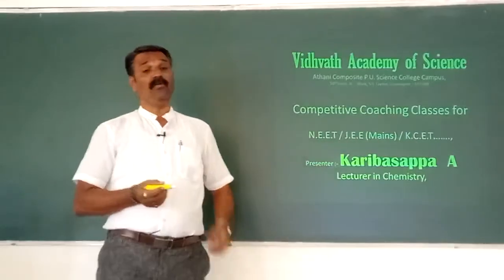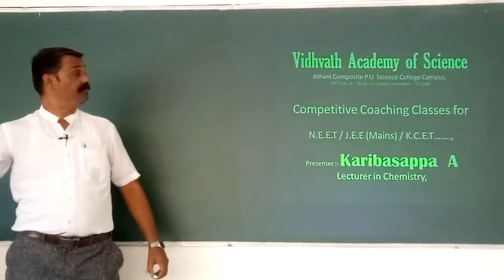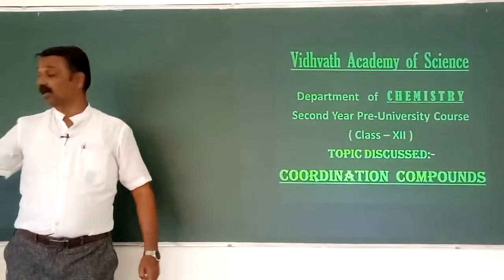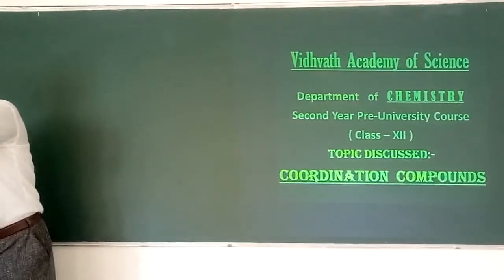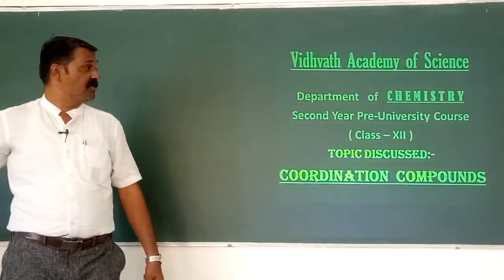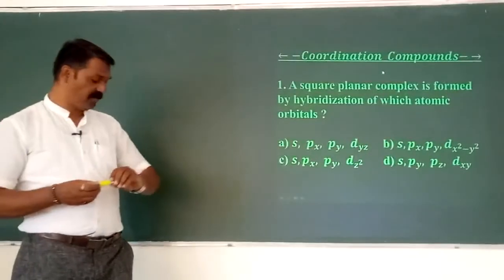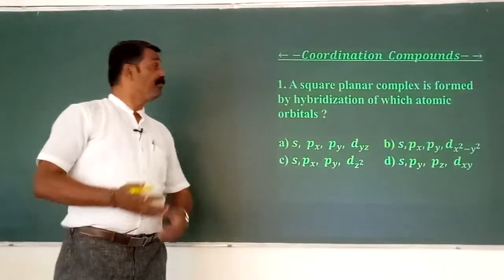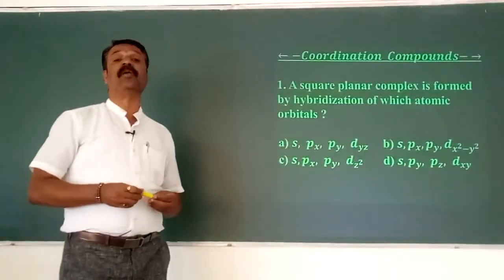Okay. So now we'll move on to the discussion of the competitive class, in the form of competitive multiple choice questions related to the coordination compounds. Okay, so let us start directly with the first one. A square planar complex is formed by the hybridization of which atomic orbitals?